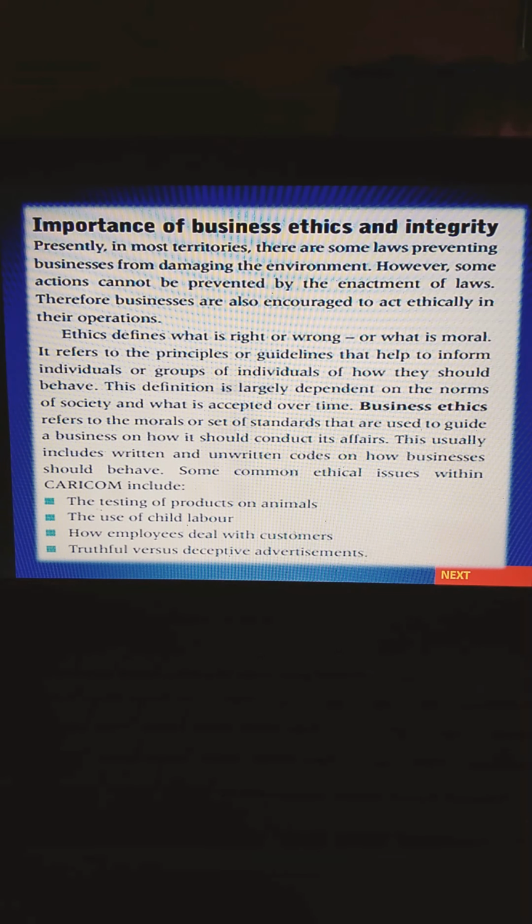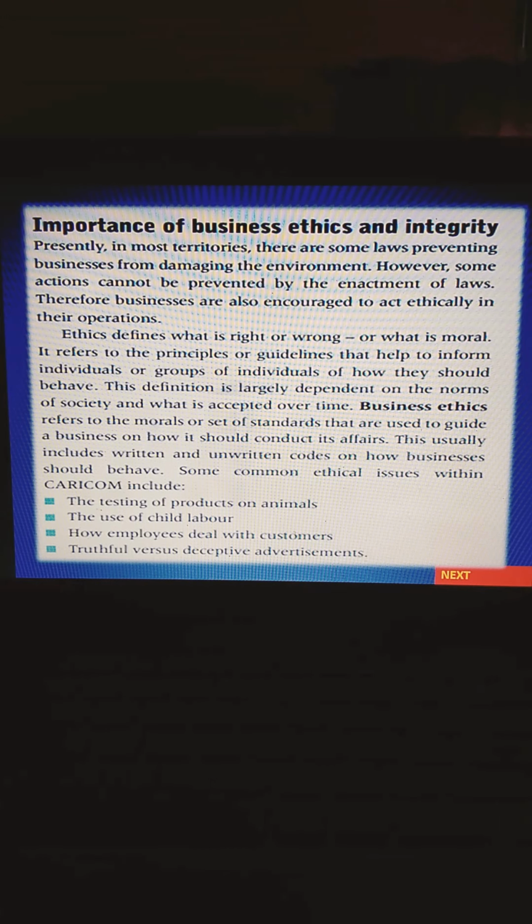Okay, so let us look at the importance of business ethics and integrity. Presently in most territories, there are some laws preventing businesses from damaging the environment. However, some actions cannot be prevented by the enactment of laws. Therefore, businesses are also encouraged to act ethically.